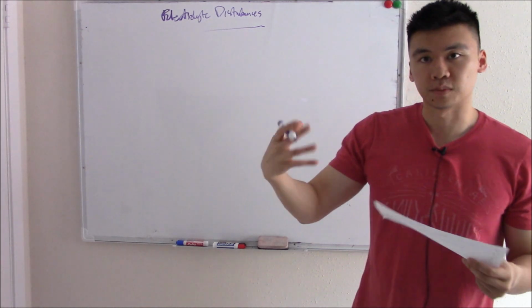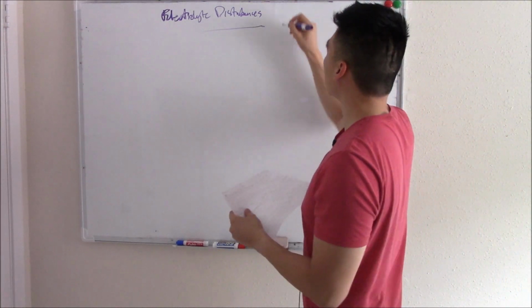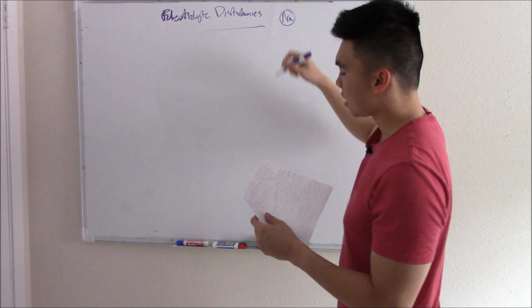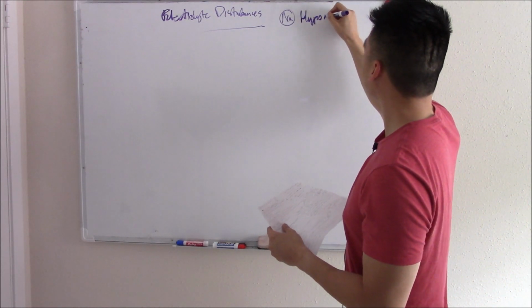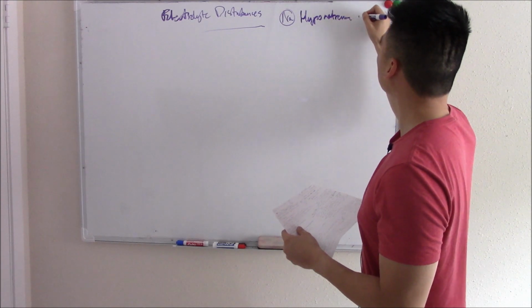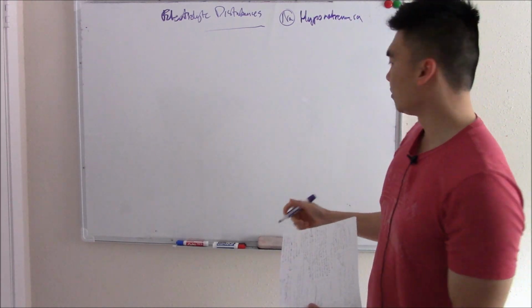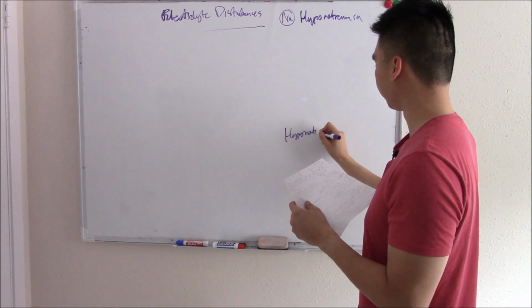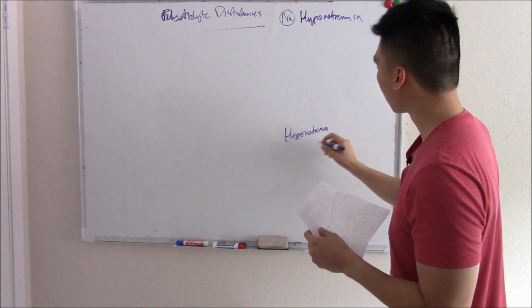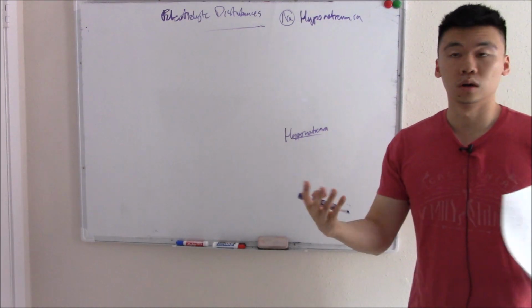And we'll start with sodium first because sodium is kind of the most important one. So sodium. Too little sodium we call hyponatremia. Too much sodium we call hypernatremia. So let's talk about too low of sodium first.